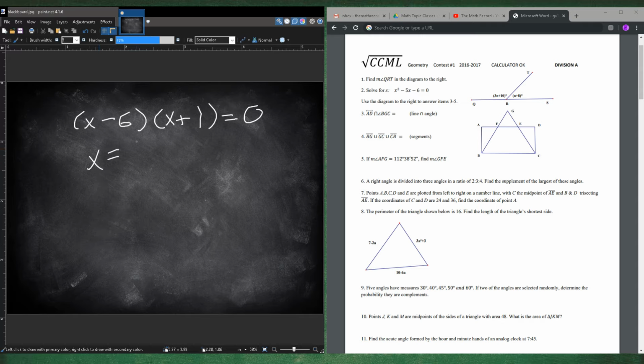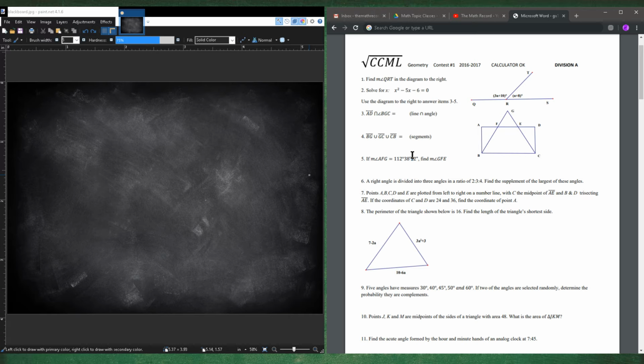So the answer is x is equal to 6, or x is equal to negative 1. So the answer is negative 1 or 6. Usually when I write these answers, I put negative 1 and then comma 6. Because sometimes the teachers might take off points if you write or, or if you write and or something, sometimes they do that. I mean the correctors, not the teachers.